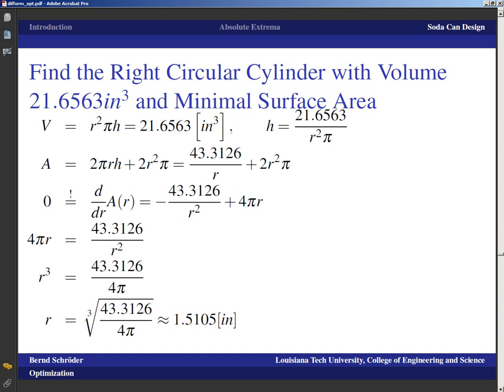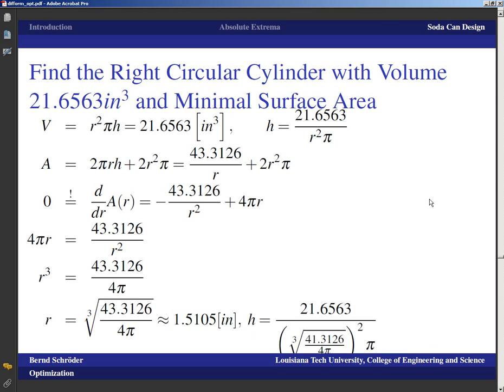If I say find the right circular cylinder with volume 21.6563 cubic inches in minimal surface area, I should have said find the dimensions of the right circular cylinder. The problem with that is I would have given away that we actually have to look for r and h, which is the first good leap in a problem that may well have been posed in industry at some point in time like this. And the other thing is, I would have needed so much room that I would have needed 3 lines for this headline, and then I wouldn't have been able to fit everything on one slide here.